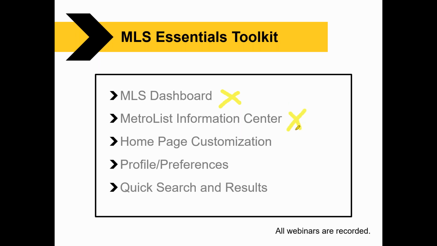Then what I like to take you through is what we lovingly call our MIC. It's our Metro List Information Center. This is a program, a part of the system that we create just for you guys. It's a great resource. So I'm going to walk you through the Metro List Information Center. We will then launch Prospector Plus.